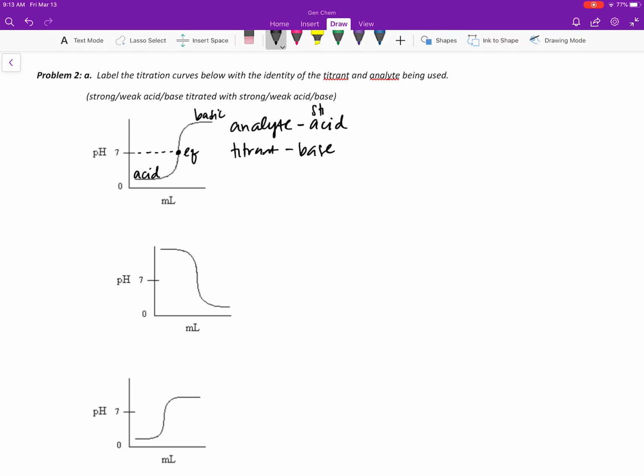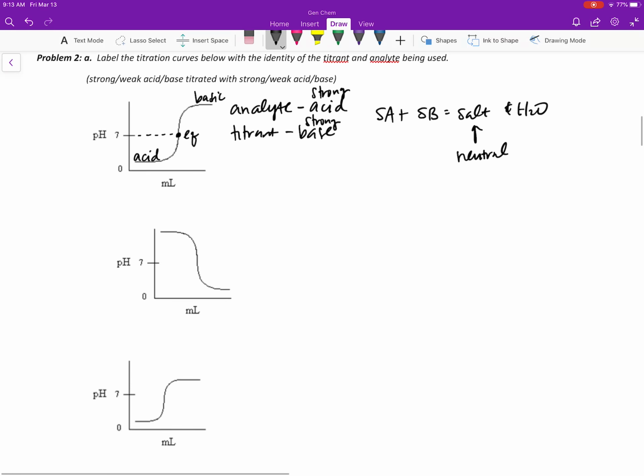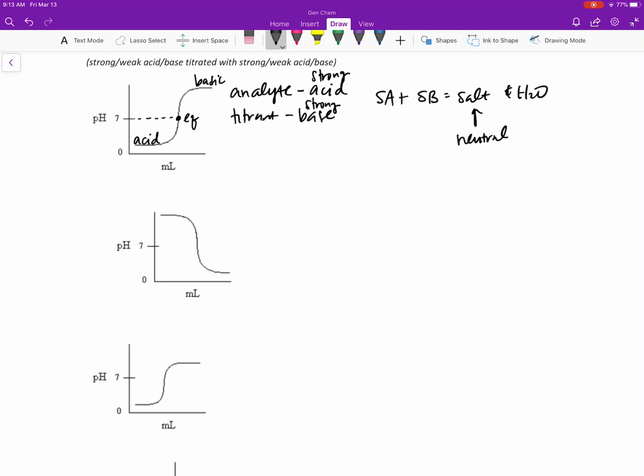So the only time that you have an equivalence point of 7 is when you take a strong acid and a strong base, and it produces a salt and water where the salt is neutral. Okay, so you think back to that lesson 18, I think, where we talked about how we could tell if they were going to be acidic or neutral. All right, so next one.